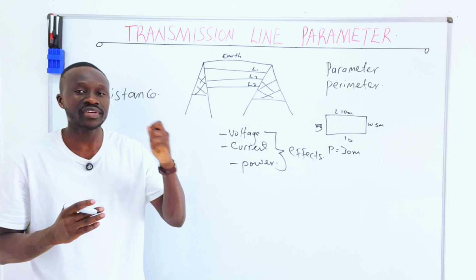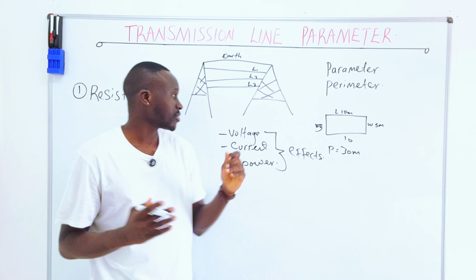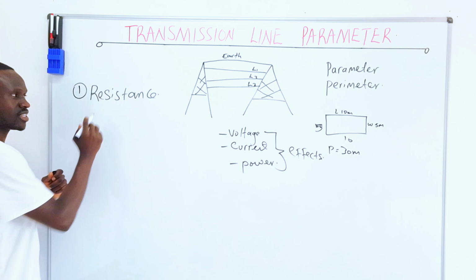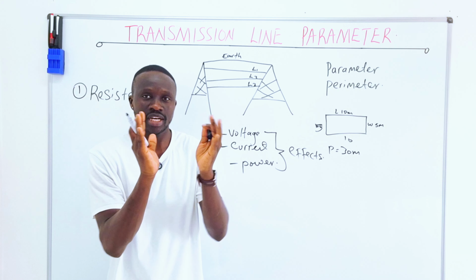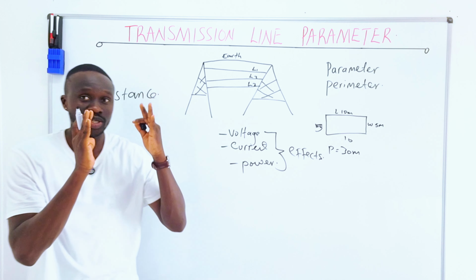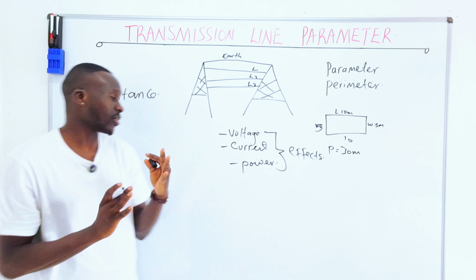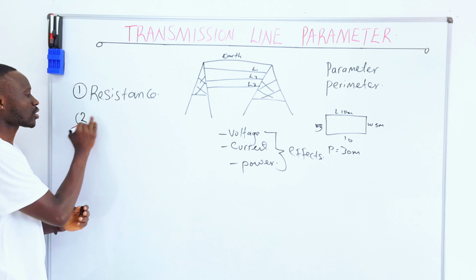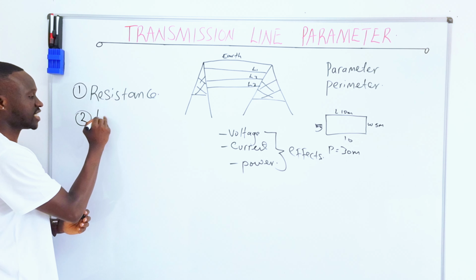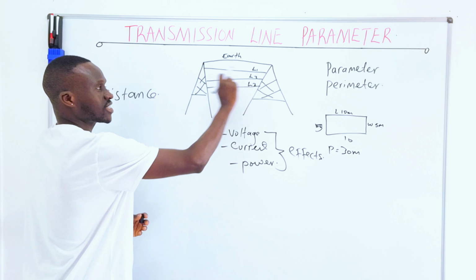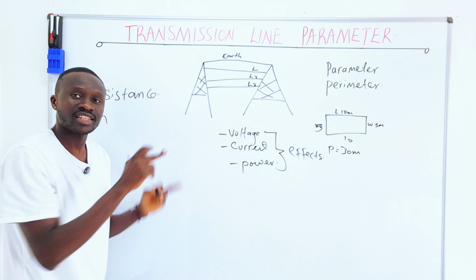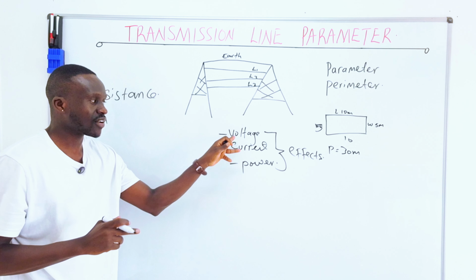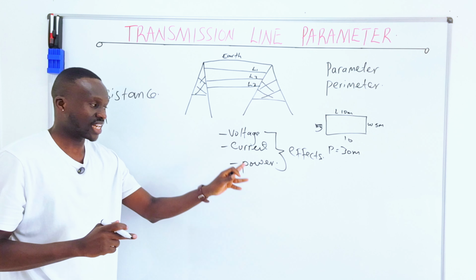What does resistance mean? Resistance is the number one parameter. We're going to look at them individually, like resistance, so you understand each one very well. Number two, we have inductance in these transmission lines. The effect of inductance affects voltage, it affects current, and it affects power.